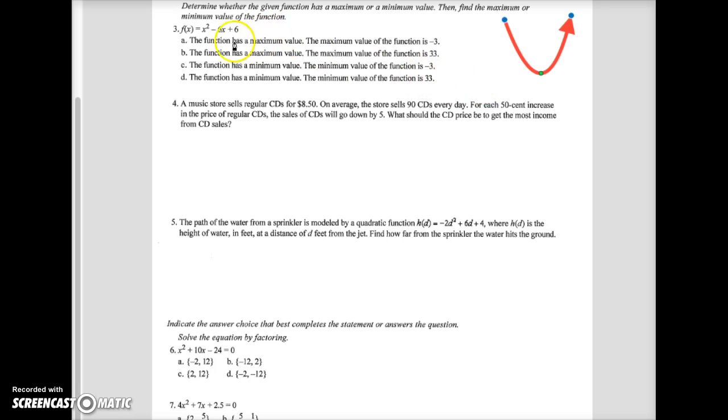What I need to go ahead and do now is find negative b over 2a. So I'm going to write down that my a is 1, my b is negative 6, and my c is positive 6. And then you're going to do negative b over 2a, and when you get negative b over 2a, that will give you the x value. Let me move this out of the way. Move this up here.